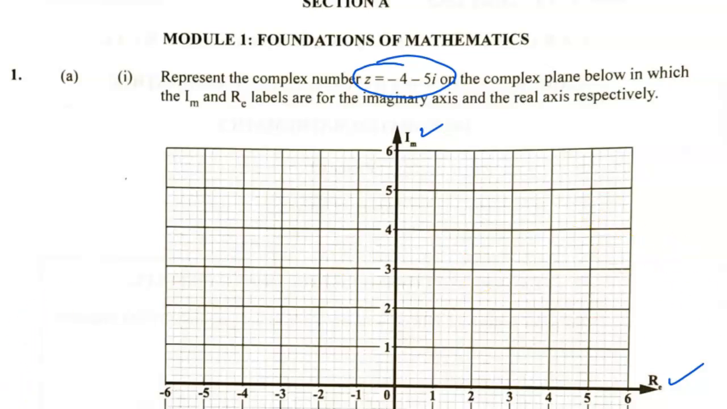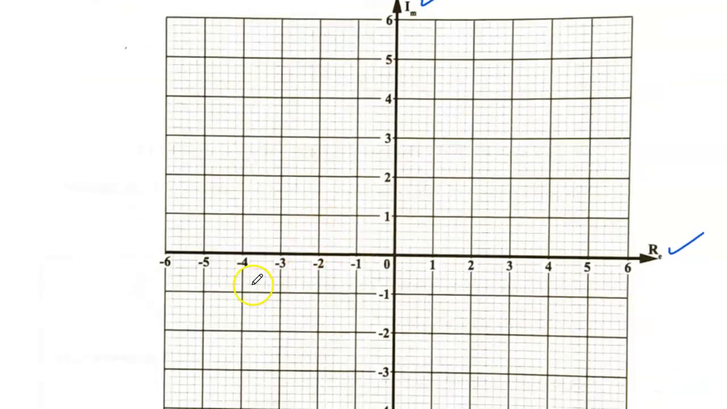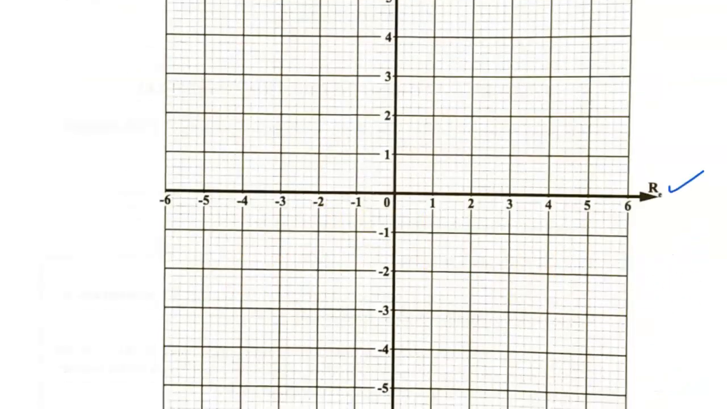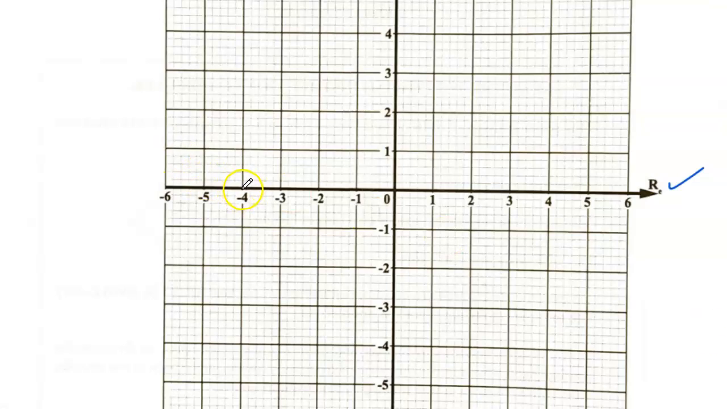So we're simply plotting the point minus 4, minus 5. The real part is minus 4, represented here on the horizontal axis, and the imaginary part is minus 5. So this is the point. Of course, we can use a ruler and connect from the origin to the point. And that's the number represented on the Argand plane.